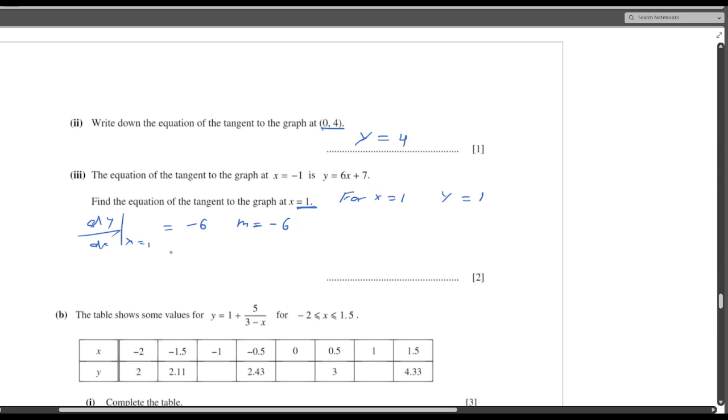Now in y equals mx plus c, if I take y as 1, m as -6, and x as 1, it is -6 plus c, and that will give me the value of c as 1 plus 6, which is 7. So the value of c is 7, the value of m is -6. So my equation of tangent will be y equals mx plus c, which is y equals -6x plus 7. So y equals -6x plus 7 is your equation of tangent.